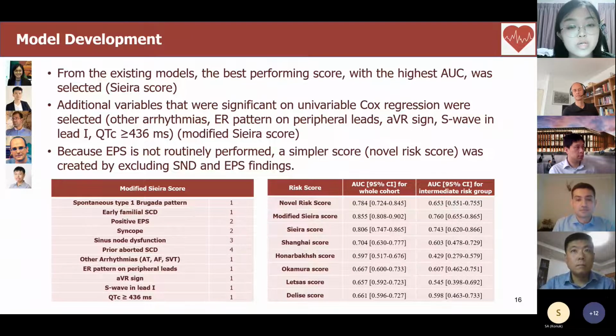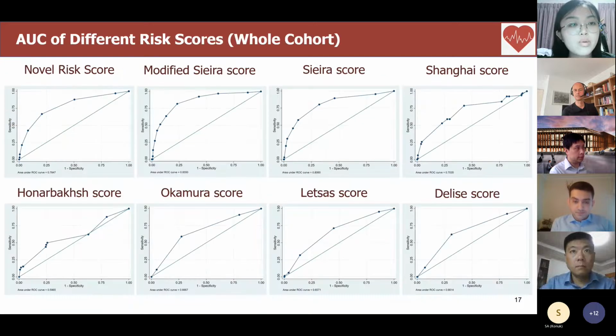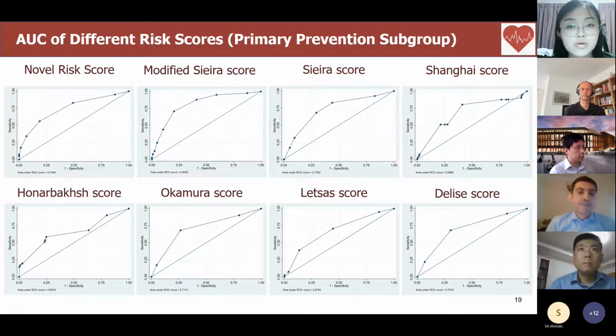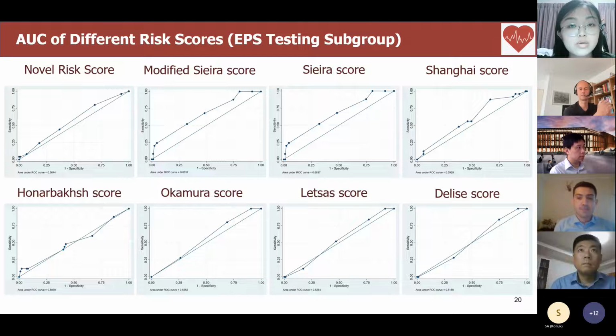excluding sinus node dysfunction as well as electrophysiological study findings. And we put these models through our cohort to predict ventricular tachyarrhythmic events during follow-up. What we found is that the modified CRS score, when put through the whole cohort, intermediate risk subgroup, primary prevention subgroup, as well as patients who underwent electrophysiological study testing, has demonstrated a superior predictive performance.